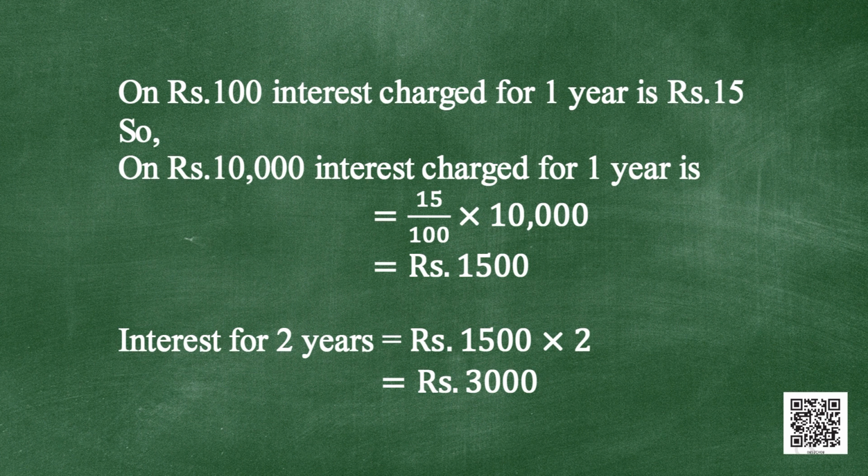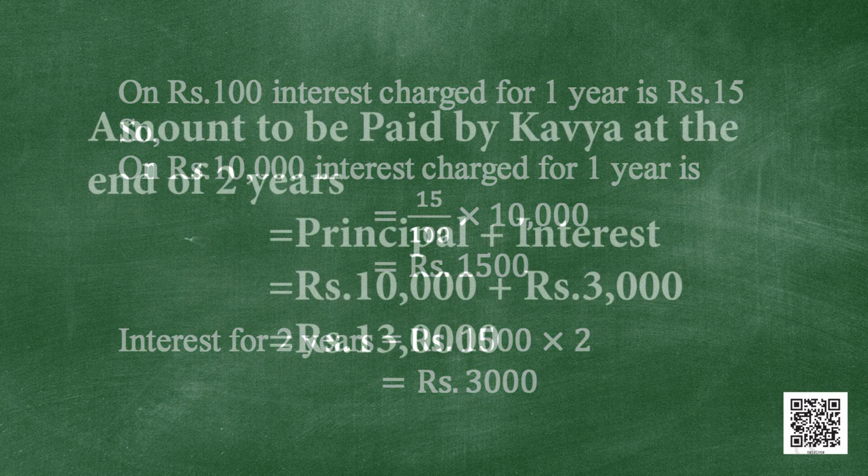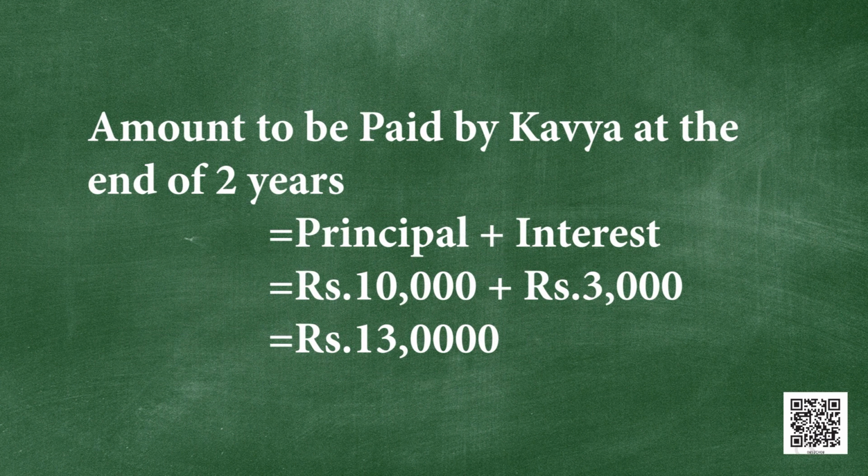So, interest for 2 years is equal to rupees 1,500 multiplied with 2, that is equal to rupees 3,000. So, amount to be paid by Kavya at the end of 2 years is equal to principal plus interest, that is equal to rupees 10,000 plus rupees 3,000, that is rupees 13,000.